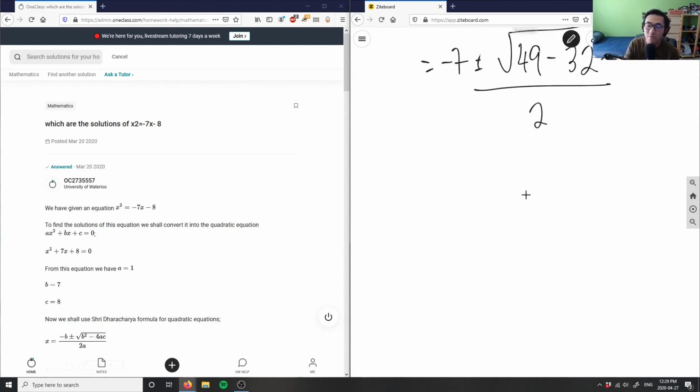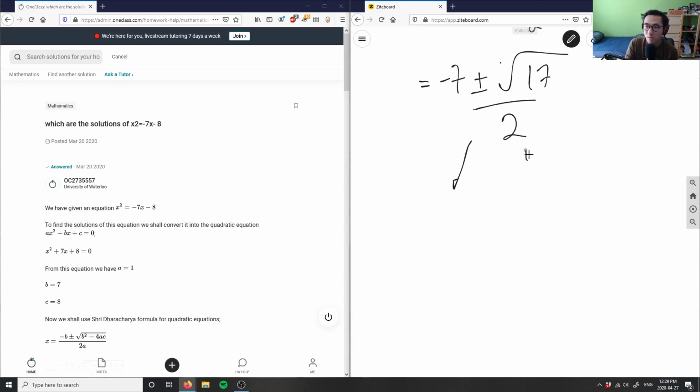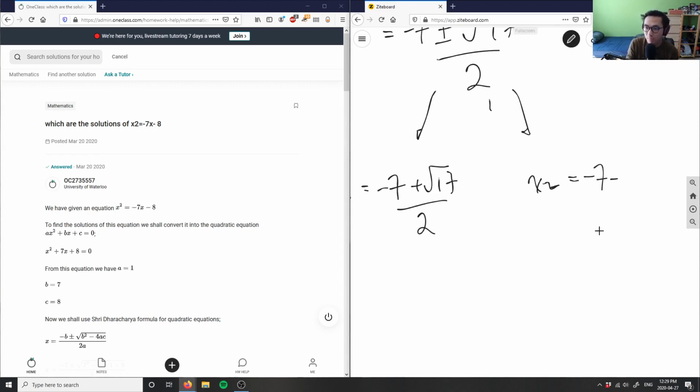And now in my square root I have negative 7 plus or minus the square root of 49 minus 32, which is 17, I believe, all over 2. And now I can break this problem down into 2 components, x1 and x2. So x1 would be negative 7 plus root 17 over 2, and x2 would equal negative 7 minus root 17 over 2. This here will be my solution for the problem.